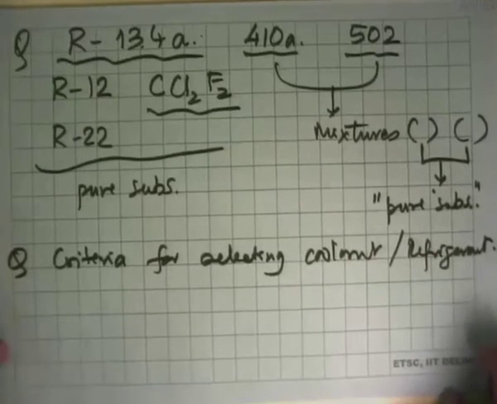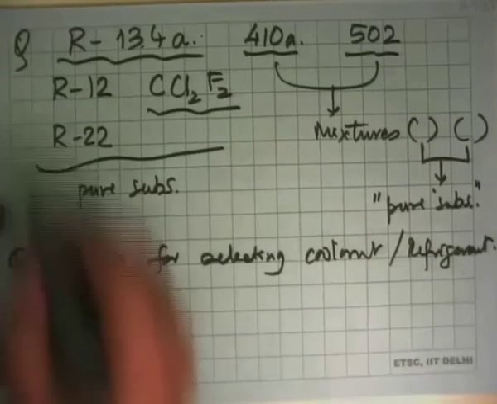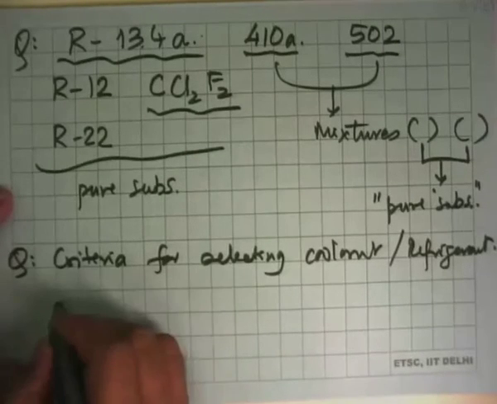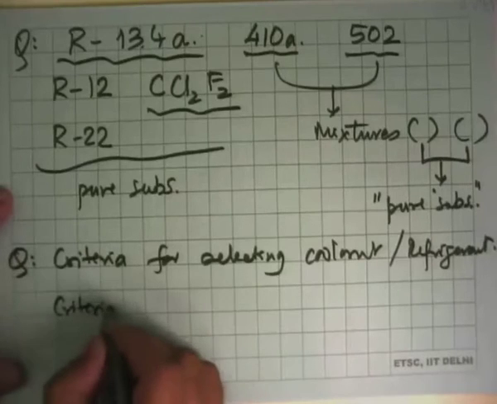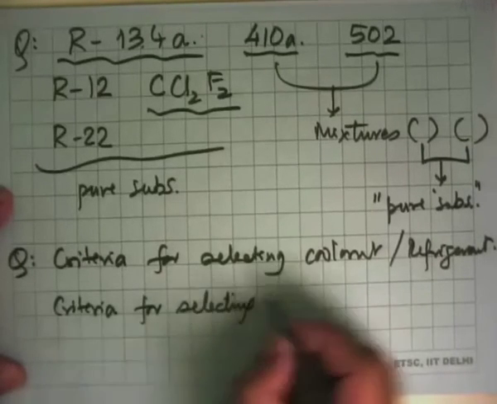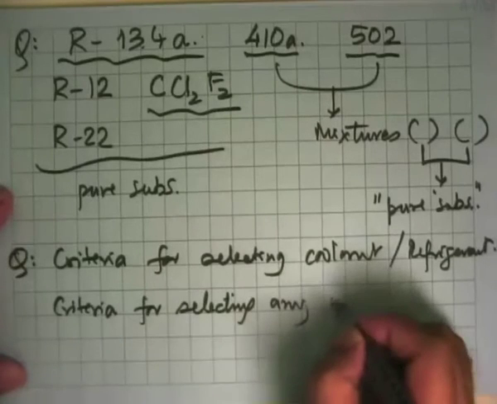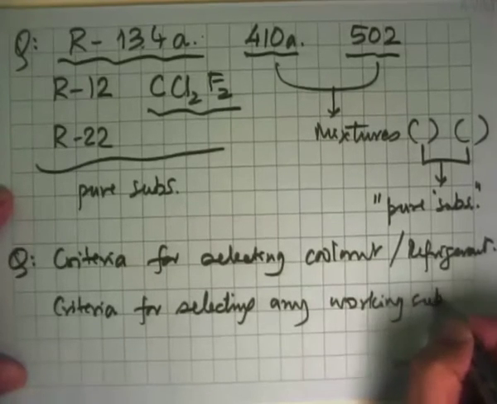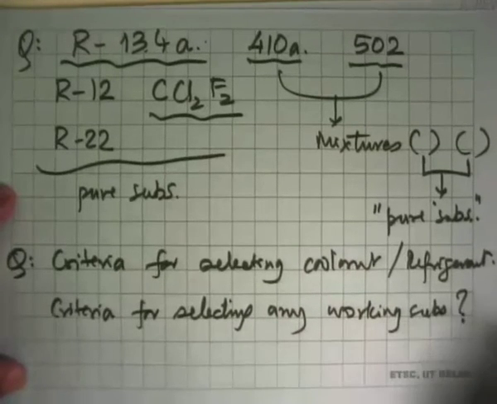Okay, I'll slightly broad base this question. It's a very important and a fundamental question. So what is the criteria for selecting any working substance for a cycle or a system or a process?